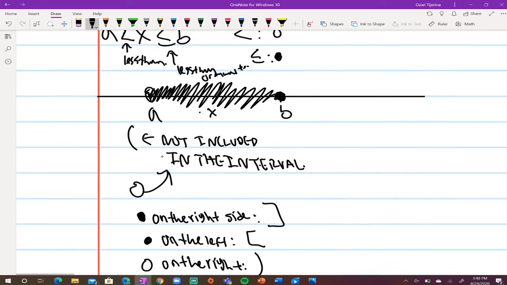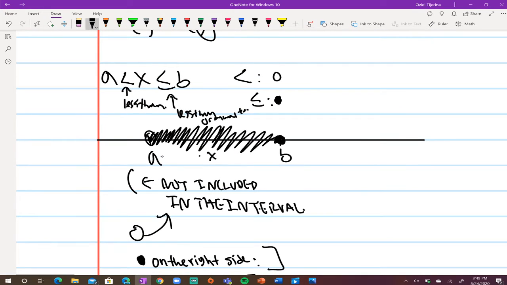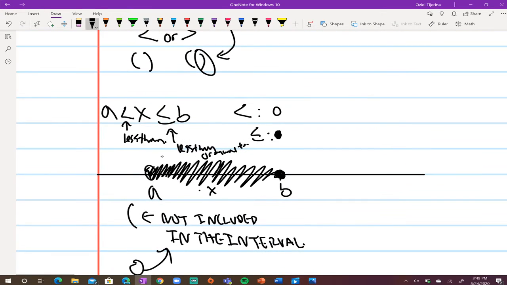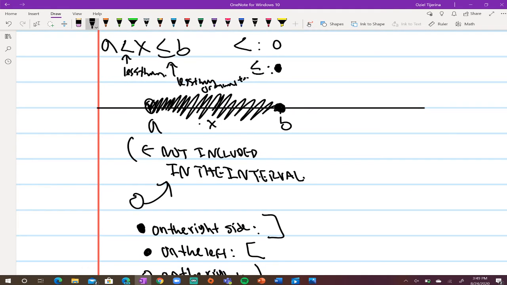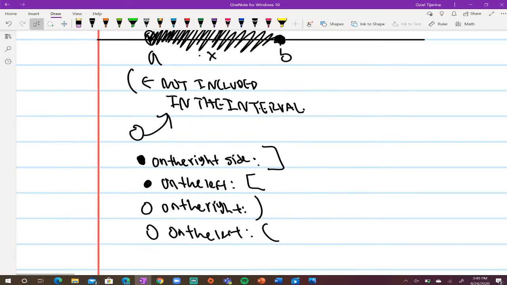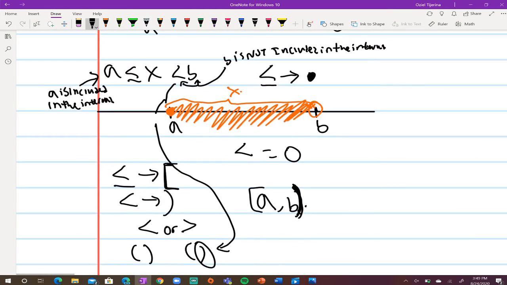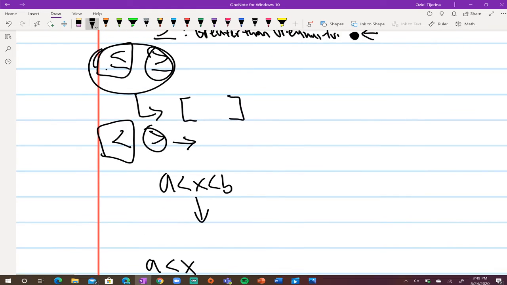So here, this one ends up being an open circle on the left side. So it's going to be this, and we're going to put A, comma, and then for B, it's a dot on the right side, so it's going to be B, bracket, okay? Let's see what else there is.